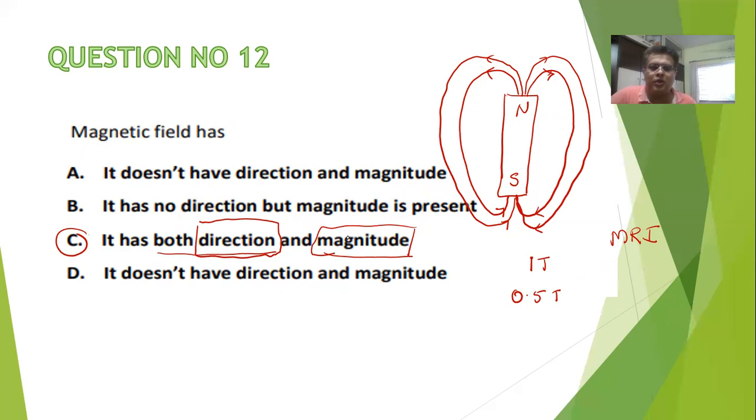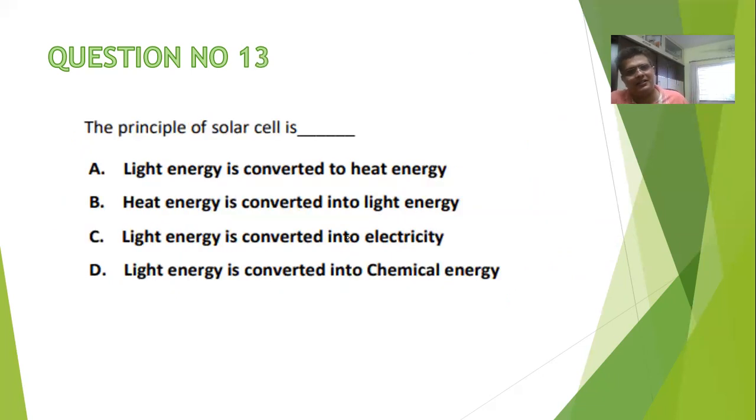Okay. We'll be moving on to the last question of ours. The principle of solar cell. The principle of solar cell is that light energy is converted into electricity. Now, which is that here? You must remember clearly, my dear students, light is converted into DC. Light is converted into DC.